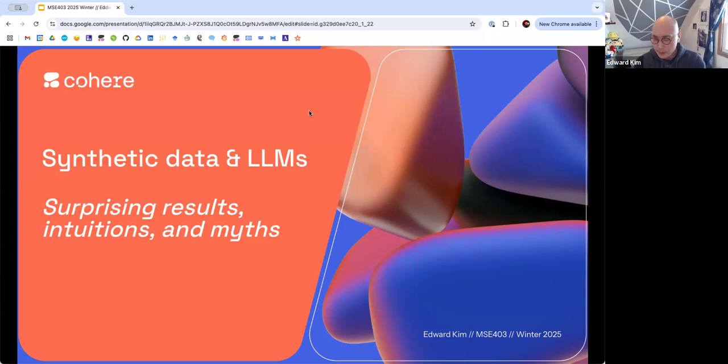So the focus of the talk is really going to be about synthetic data and LLMs. We'll also talk about some, I think, speculative applications to material science. And I really want to focus on the idea of surprise, right? So surprising results, intuitions, and myths.